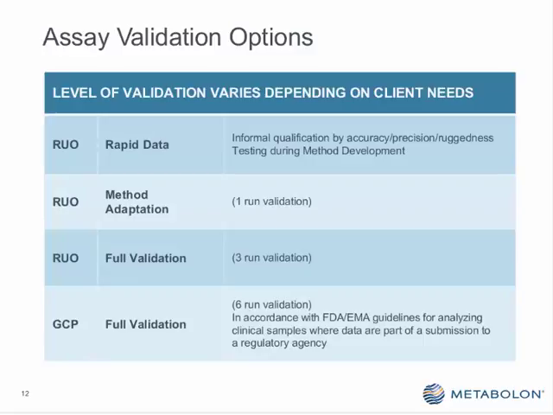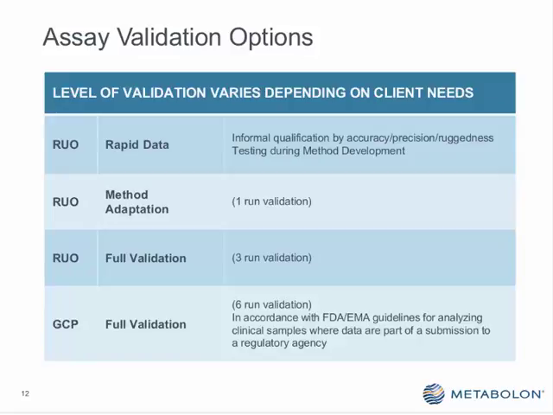So we have a couple different levels of validation that we have available here. The lowest level is rapid data, so just an informal qualification of the accuracy and the precision that we would run during method development. So this is pretty informal and more of a quick look method. Next one up is our method adaptation, which would be if we already have the assay validated in maybe plasma, switching to feces, or if we're switching the species of the assay, that would just be a one-run validation.